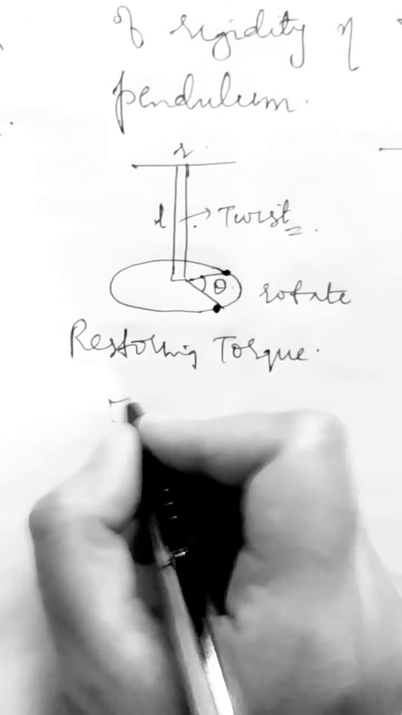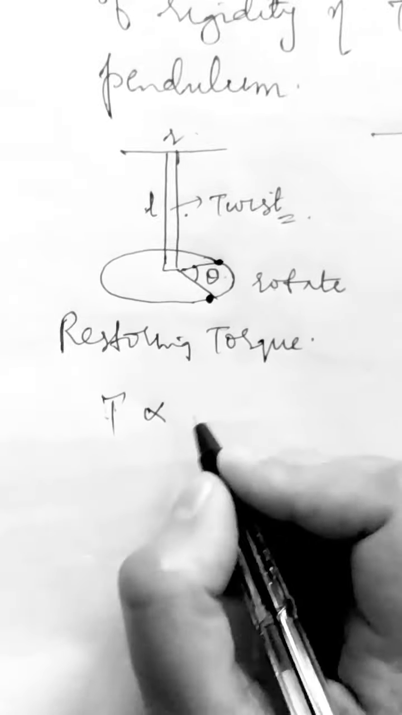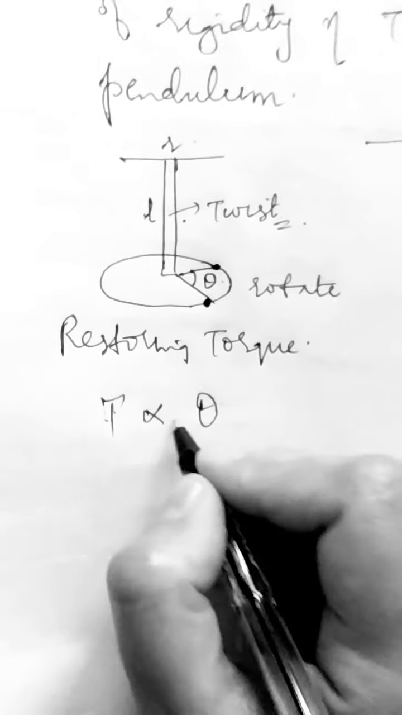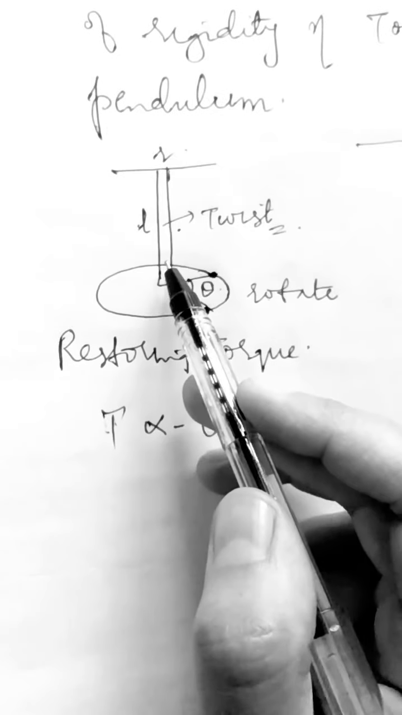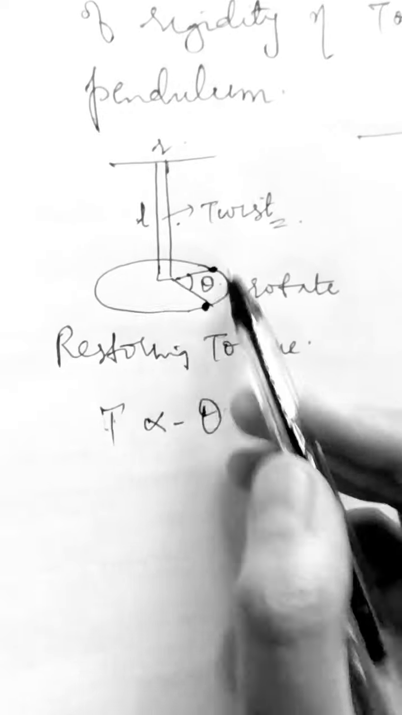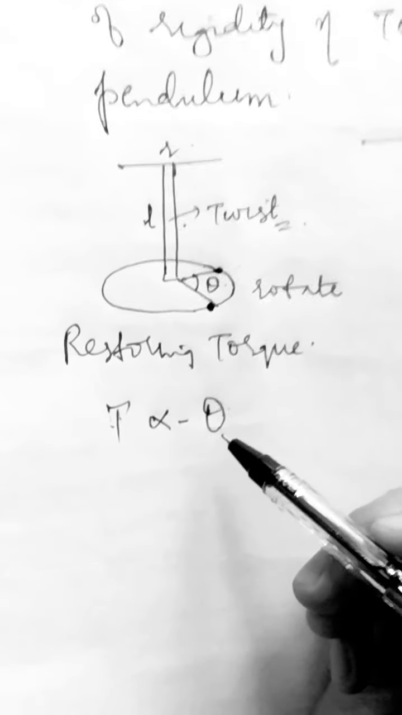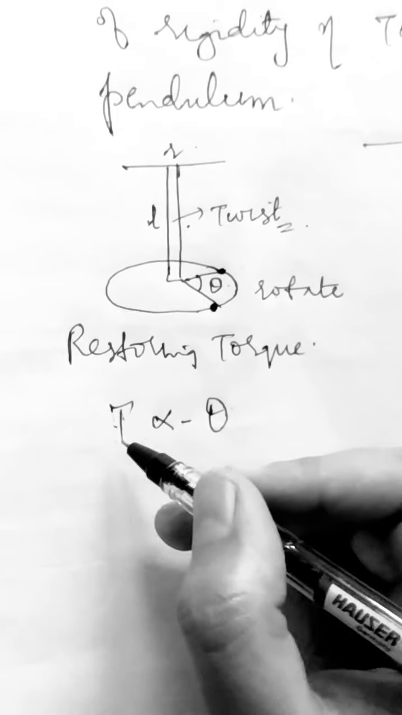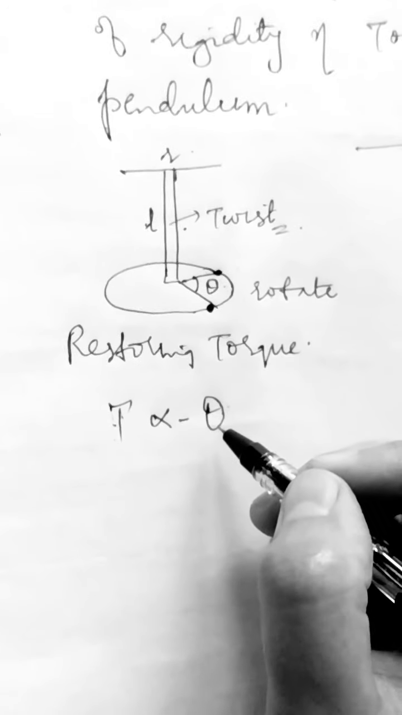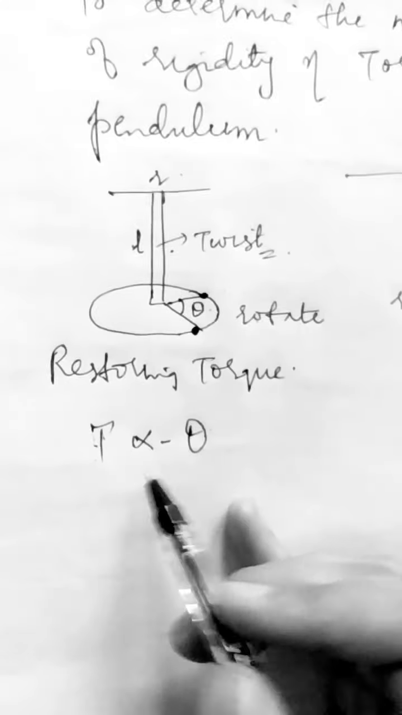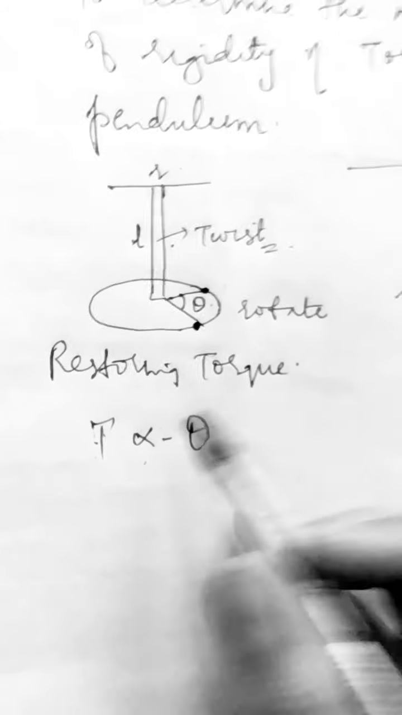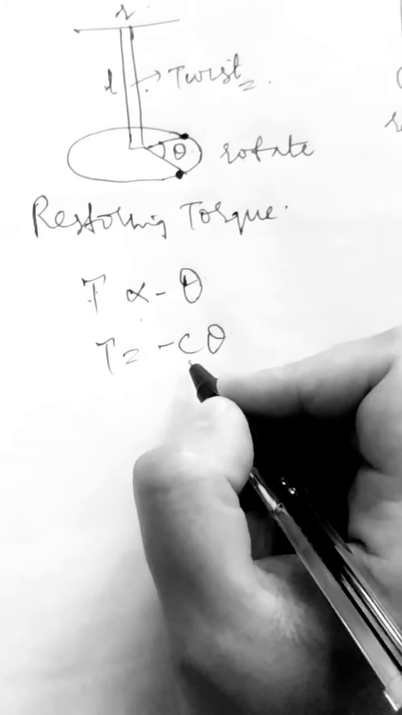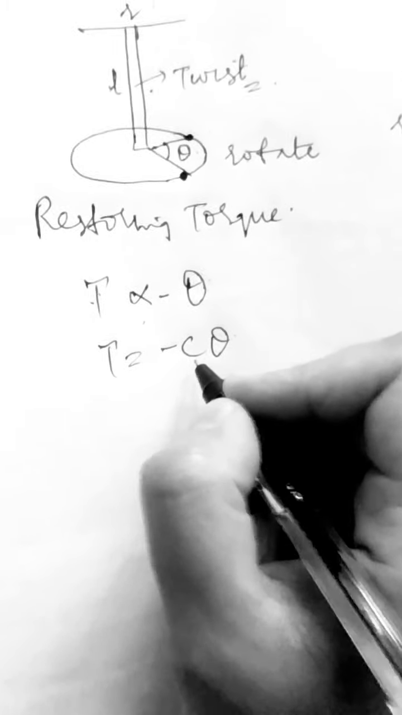That restoring torque will be proportional to the angular displacement theta. And because we know that restoring forces always act opposite to the direction of increasing displacement, we assign a negative sign to this theta. This restoring torque will work against the direction of increasing theta, right? Because it will tend to bring back the body to its original position. Now, this torque can be written as minus c theta, where c is a constant of proportionality.